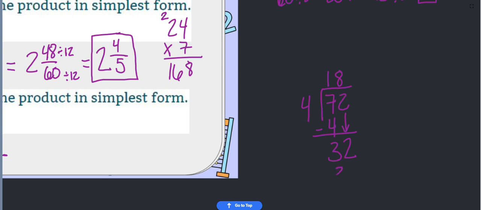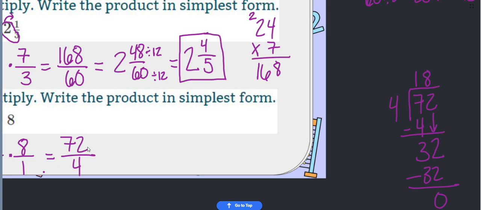And 8 times 4 is 32. I get a remainder of 0. So this is actually a whole number. There is no remainder left. So 72 over 4, or 72 divided by 4, remember that that fraction bar really means division, is 18. Pause if you have questions. Review from last week.